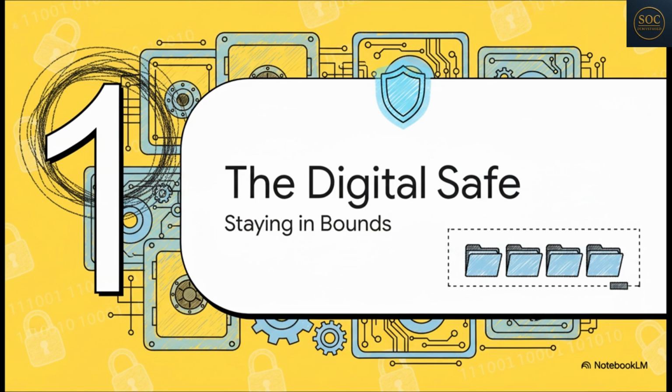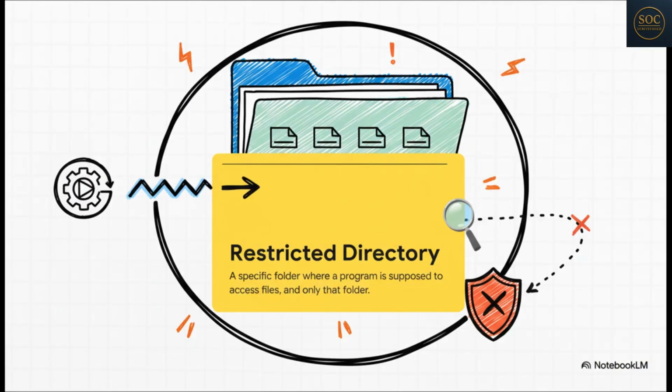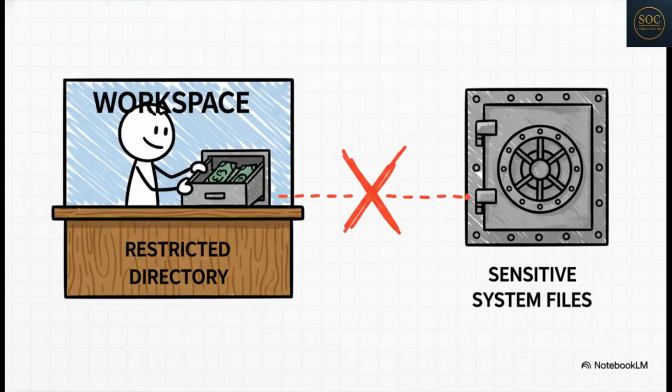Let's take a look at the digital safe that programs are designed to live inside of. This safe space has a technical name. It's called a restricted directory. And the idea is really straightforward. A program, like a web app, gets its own specific folder to work in. It can read and write files inside that folder, but it should never, under any circumstances, be allowed to wander outside of it. The perfect analogy is a bank teller's cash drawer. They have everything they need right there in their workspace to do their job, but they can't just decide to take a stroll into the main vault and grab whatever they want. The whole system is designed to keep them in their lane.